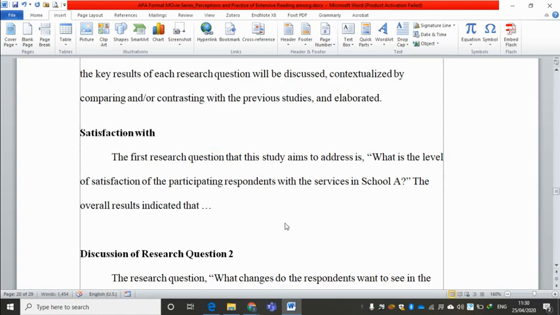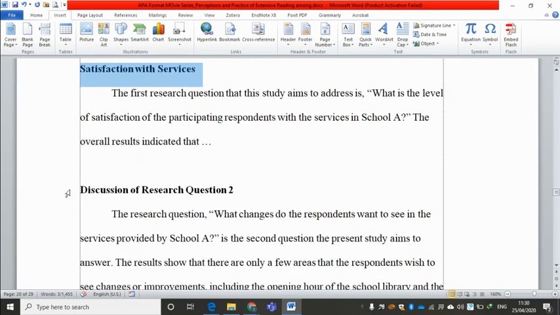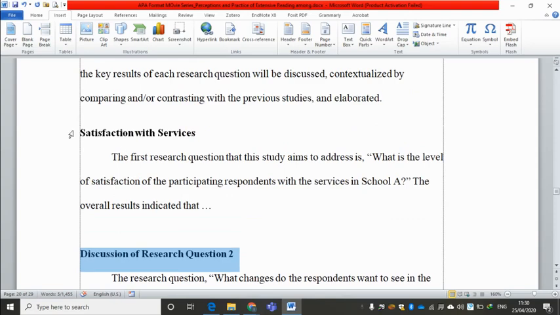Satisfaction with services. And then you start the paragraph. You discuss related results under satisfaction with the school services. That is fine. You don't need discussion of research question 1 or research question 2. Now it's up to you.